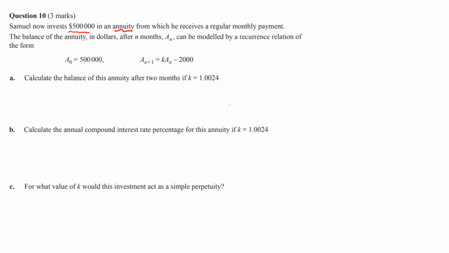So annuities are the ones that are like the reverse home loan. So the balance goes down, but it's bad that it goes down, because you want the money to stay high, because it's money going towards you. And he's getting monthly payments, and it's modeled by this recurrence relationship. Calculate the balance of this annuity after 2 months if K equals that. So that K is that number there.